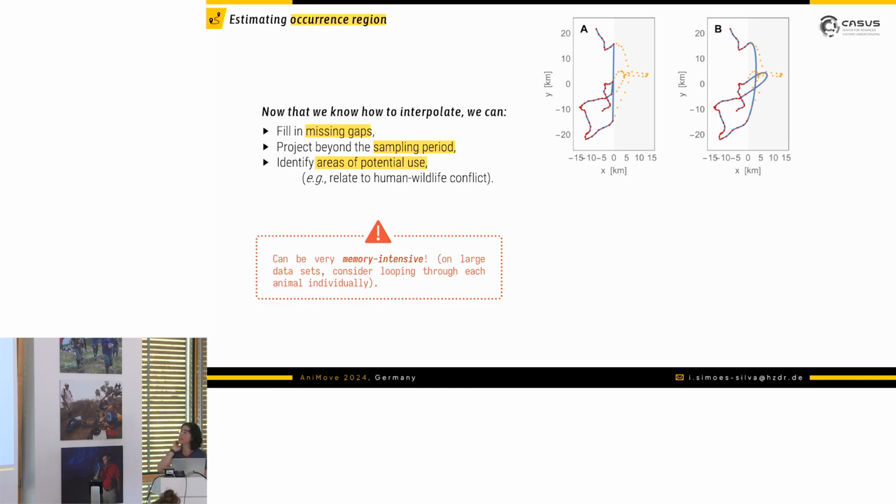And some of the things we can do with this occurrence distribution method, we can fill in missing gaps if this is something you're considering, because again, it's our specific event that you really want to fill out to understand what was going on there. You can use this method to fill in those gaps. You can project beyond the sampling period. Actually, let me just explain this first.